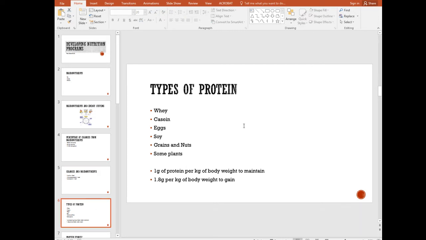So let's get into types of protein. Whey and casein are both milk proteins. You'll get them from dairy. If somebody's supplementing with whey, it's typically used after a workout. It gets into the system fast. Your body can use it pretty quick. Casein is slower to be digested. A lot of bodybuilders will take this in as their last meal so they get protein slowly into the system throughout the night as they rest.